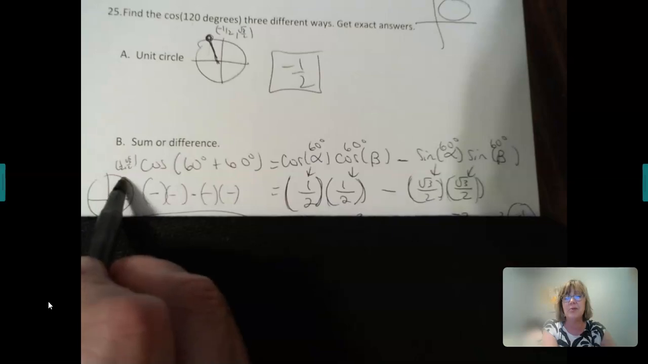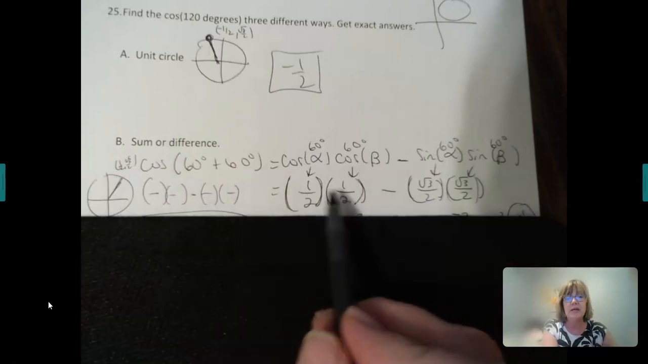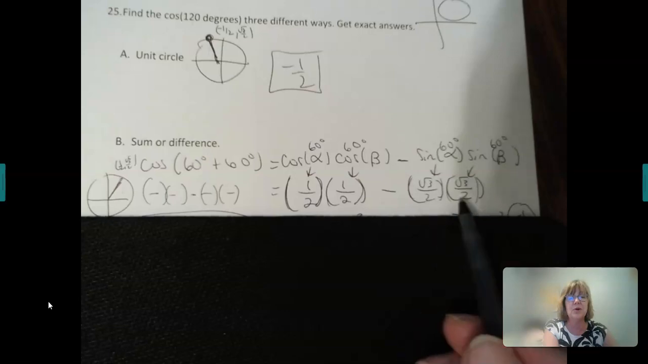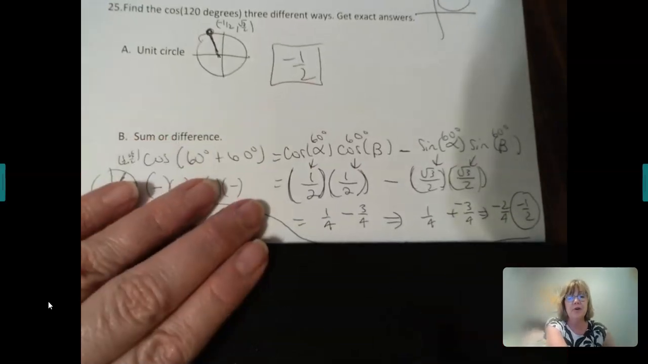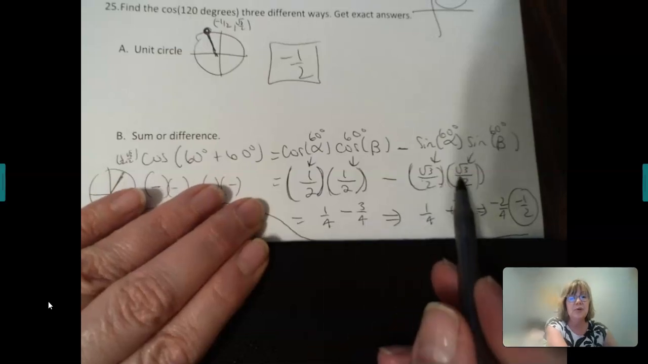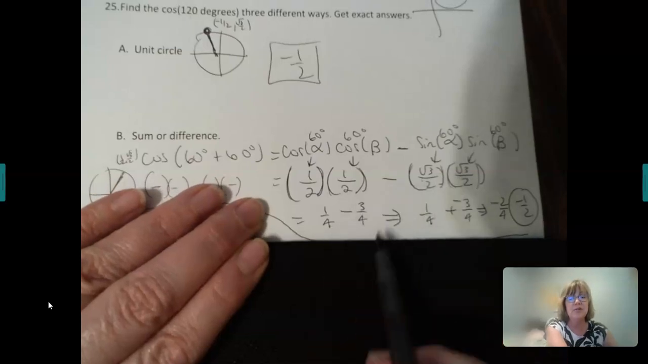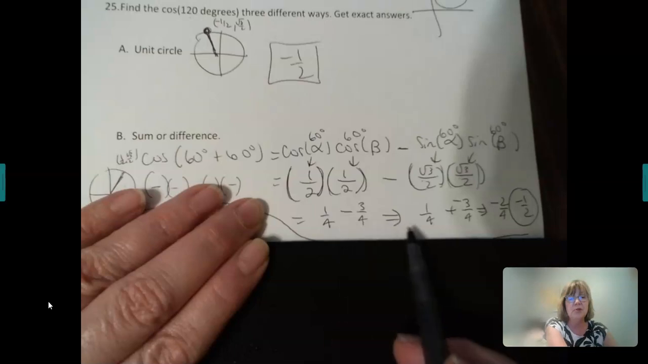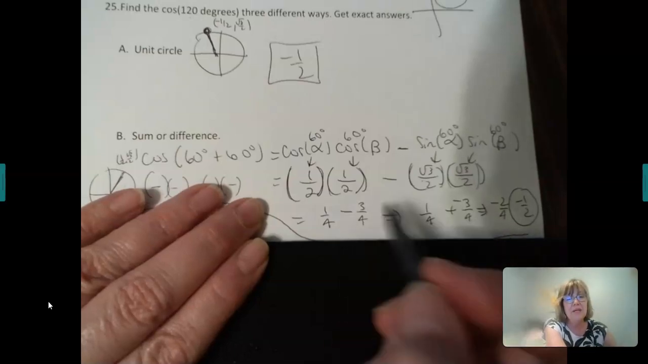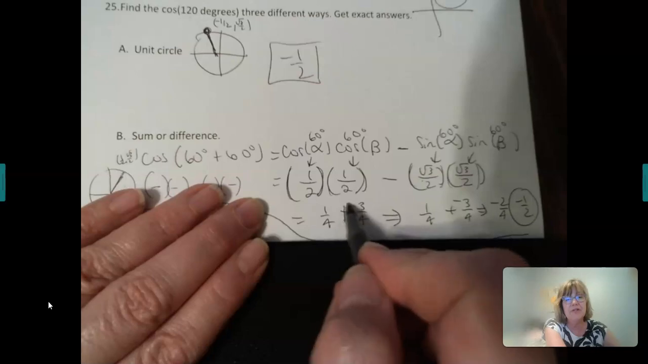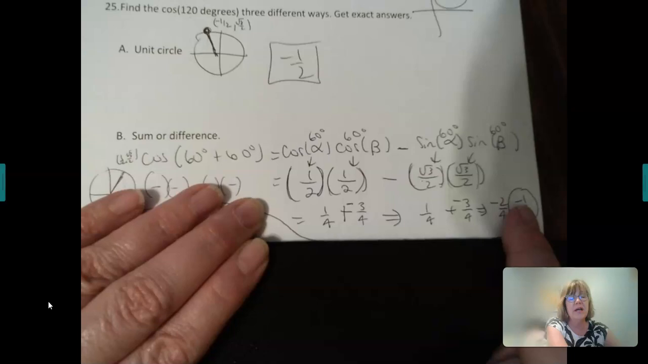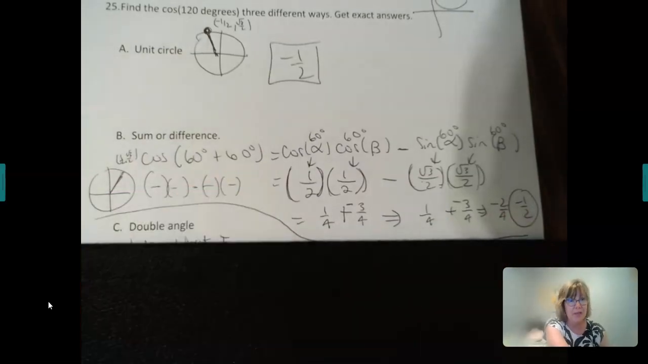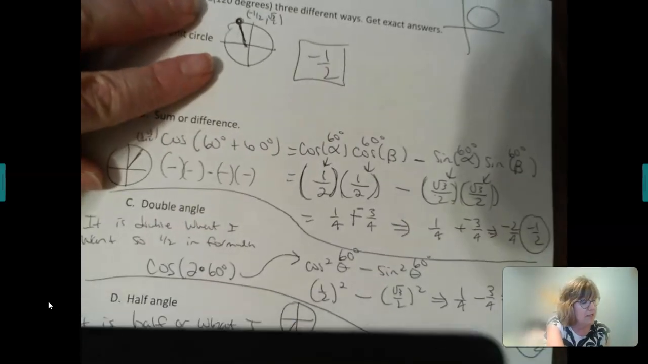So half, square root of 3 over 2. So the cosine is the half, the sine part is square root of 3 over 2, square root of 3 over 2, okay? And then I just multiplied across, got a fourth. Square root of 3 times square root of 3 is 3, all over 4. Subtract. I like to add the opposite, so I usually add the opposite. I get a negative 2 over 4 and simplify, divide by 2, divide by 2. Okay, same answer, which it better be. Otherwise, I'm wrong, right? All right, let's do the double angle.